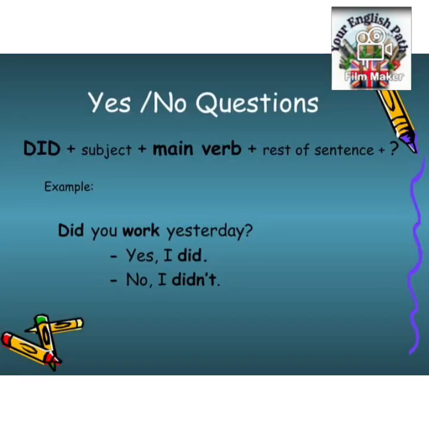Yes or no questions. So when we ask questions in the past, عندما نطرح السؤال في الماضي نضع did plus subject plus main verb plus rest of sentence. Okay? بقية الجملة. For example, did you work yesterday? Yes, I did. No, I didn't. لهذا الجواب يكون قصيرا yes or no.